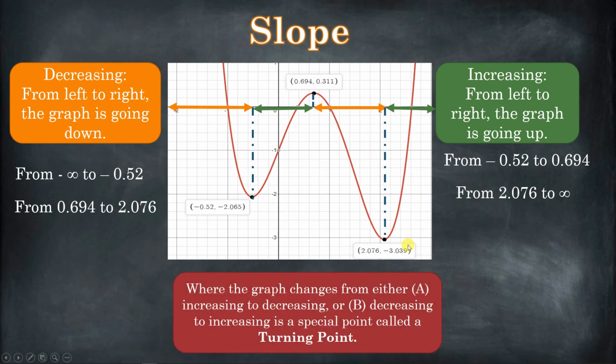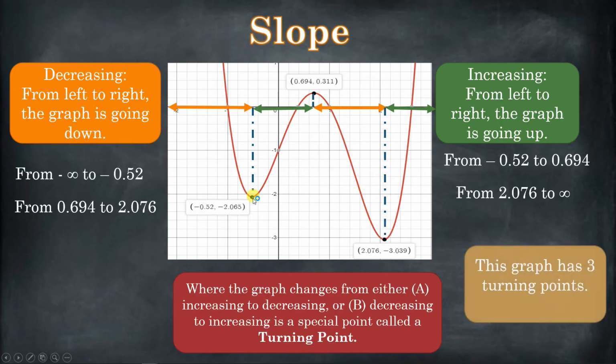So let's talk about what a turning point is now. Do you see how when we had this change right here from decreasing to increasing, so it's going down and it turns and goes up, that's a turning point. Or when it's going up and then it turns to go down. That's a turning point. So when it changes from either increasing to decreasing, like it does here, or from decreasing to increasing, where that change occurs is called the turning point. And this graph has 3 of them, 3 turning points.